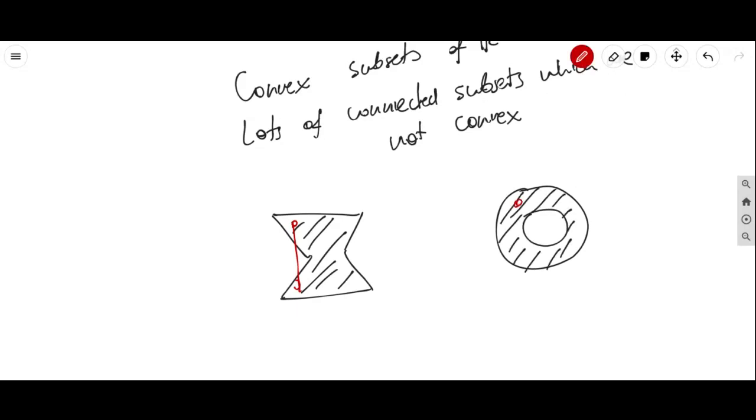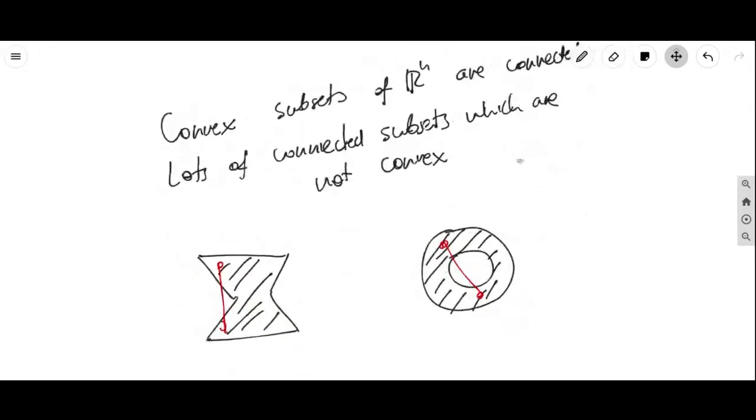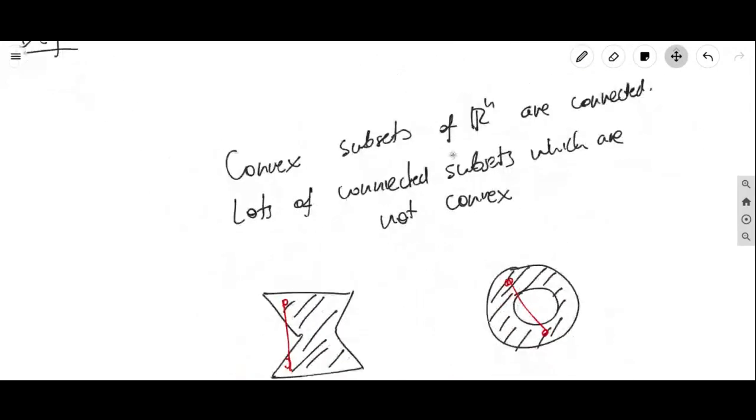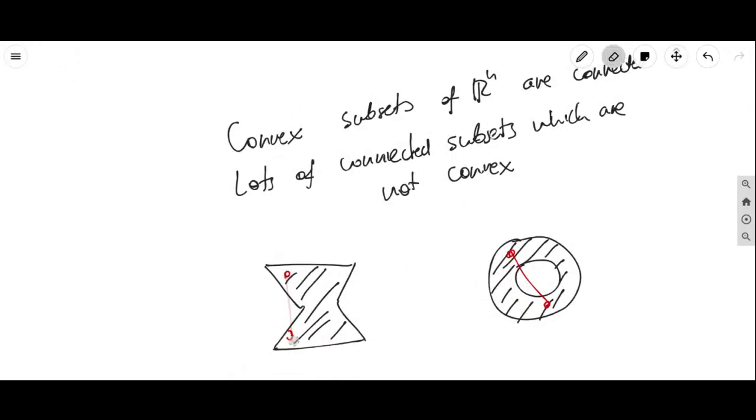This annulus, if you pick a point here and you pick a point there, it's not convex. But it's still connected. So you might think, well, the line segment is not necessarily part of the space, but topologically speaking, it does not have to be a straight line. It could be like a curved line. The curved line is still part of the space, where here you can take this arc going around and that's still part of the space.